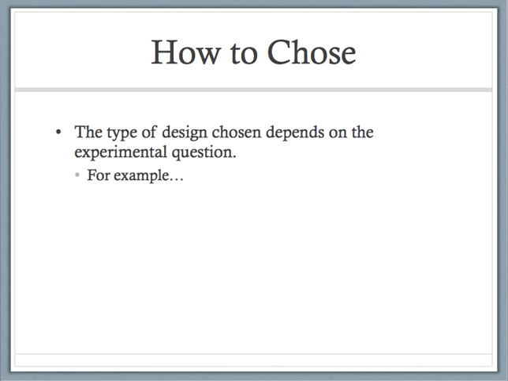So you have these amazing experimental designs, these amazing single subject research designs. How do you choose? The type of design chosen depends on the experimental question. It also depends on the behavior. It depends on your subject. It depends on the amount of time that you have. There are a lot of things that go into choosing which experimental design that you're going to choose.